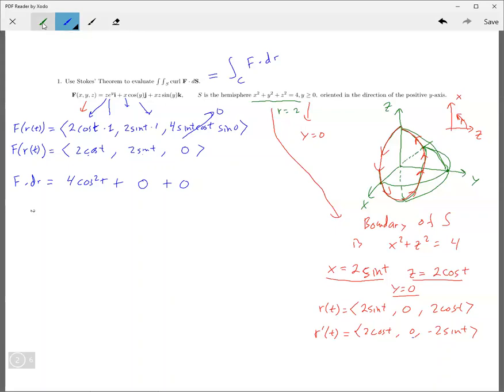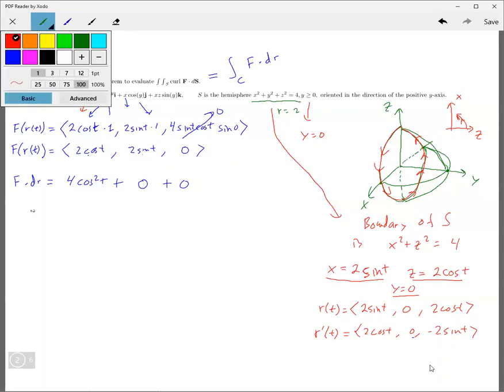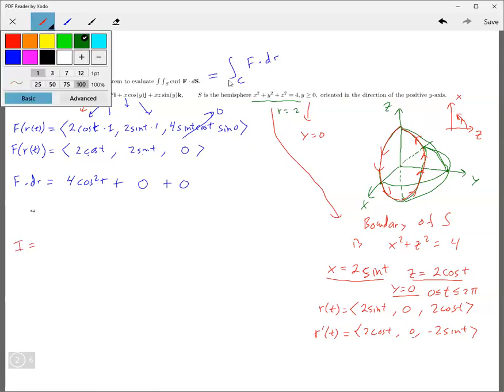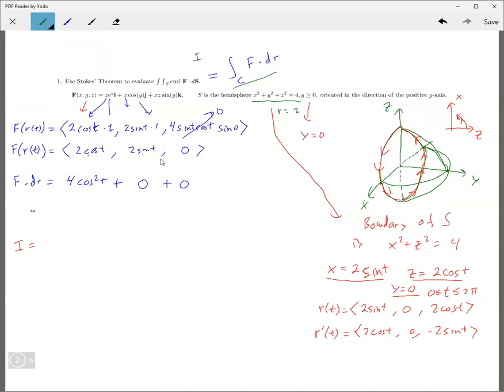And another thing I forgot to mention over here was that for this parameterization, since we're going all the way around the circle, t is from 0 to 2 pi. Okay, so that means that the integral is equal to the integral from 0 to 2 pi of 4 cosine squared t dt.